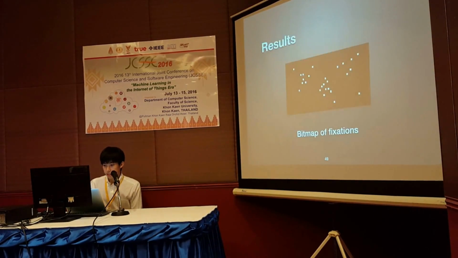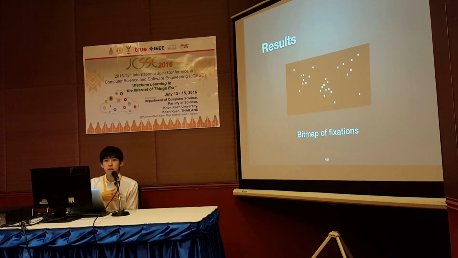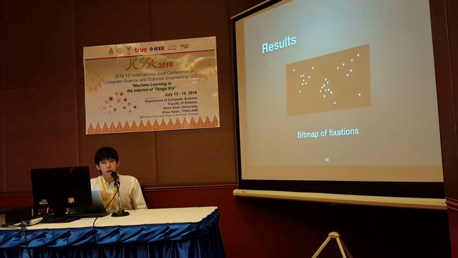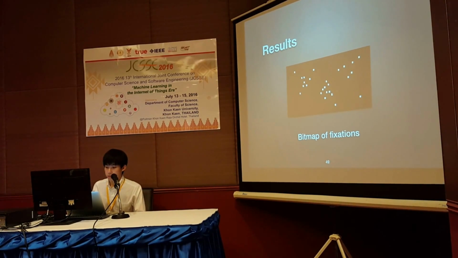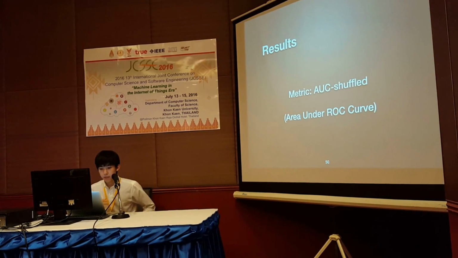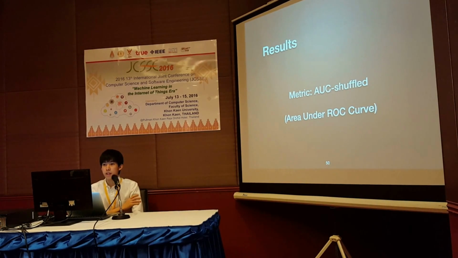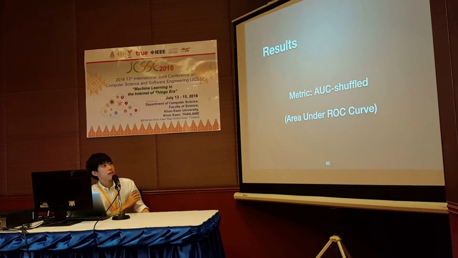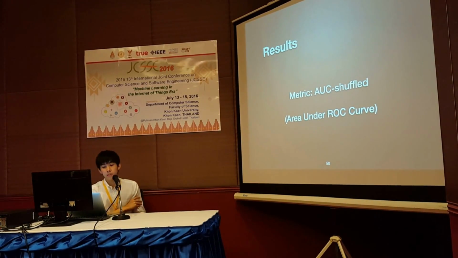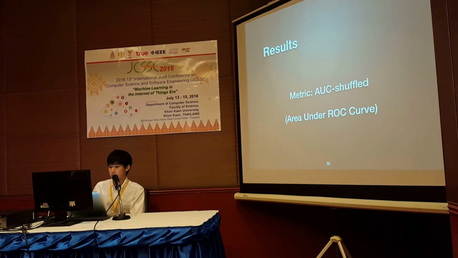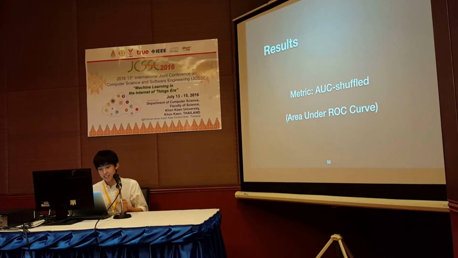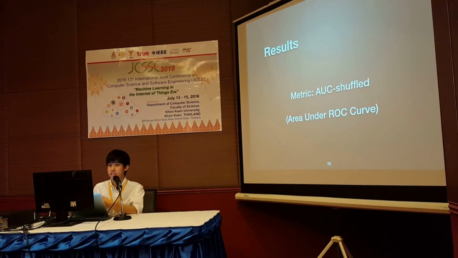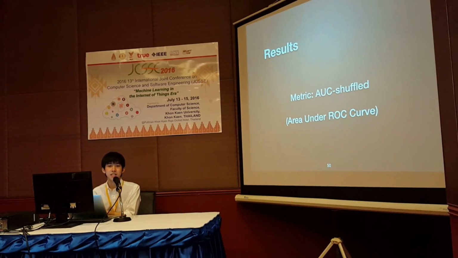In the dataset, every input image also comes with a bitmap of fixations as a ground truth collected from many people. The metric used for evaluation is the area under the ROC curve, and it is called AUC shuffle. More details on the metric can be found in the paper. In short, it determines the accuracy of the model by comparing the computed saliency map and the eye fixation bitmap.